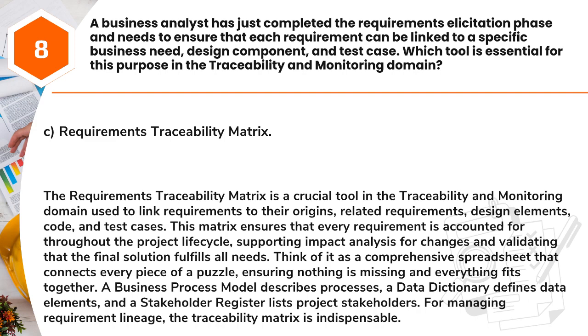Think of it as a comprehensive spreadsheet that connects every piece of a puzzle, ensuring nothing is missing and everything fits together. A business process model describes processes, a data dictionary defines data elements, and a stakeholder register lists project stakeholders. For managing requirement lineage, the traceability matrix is indispensable.